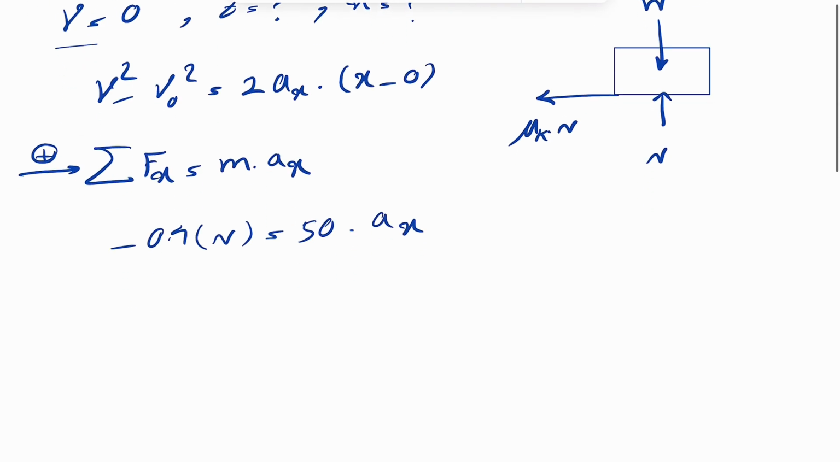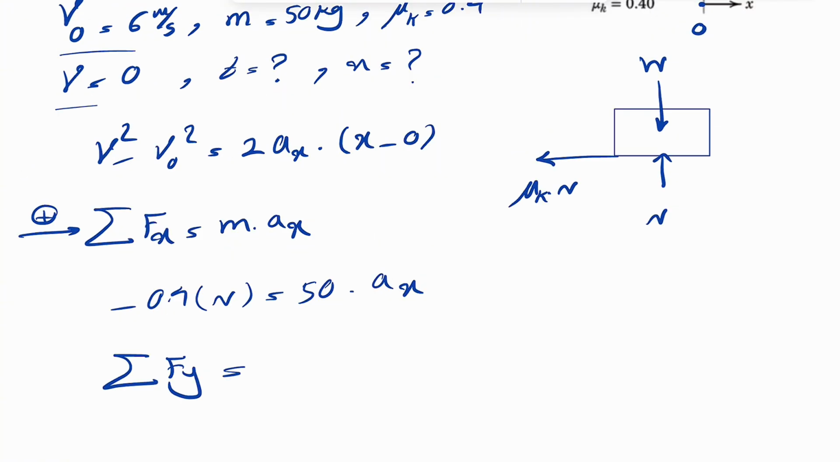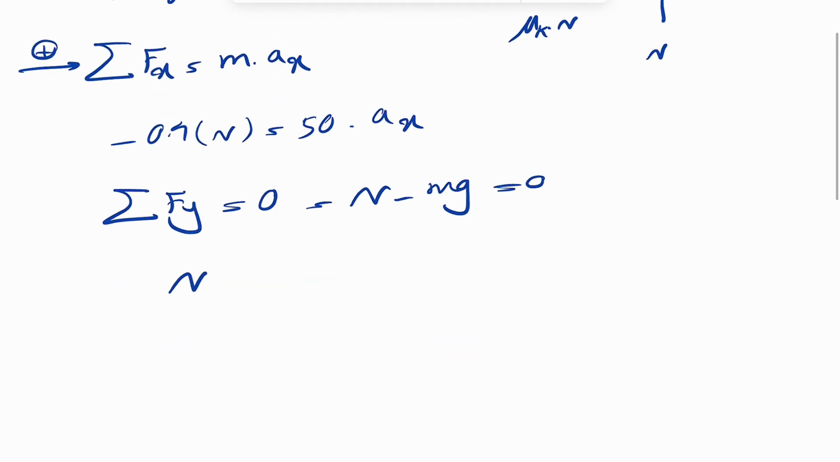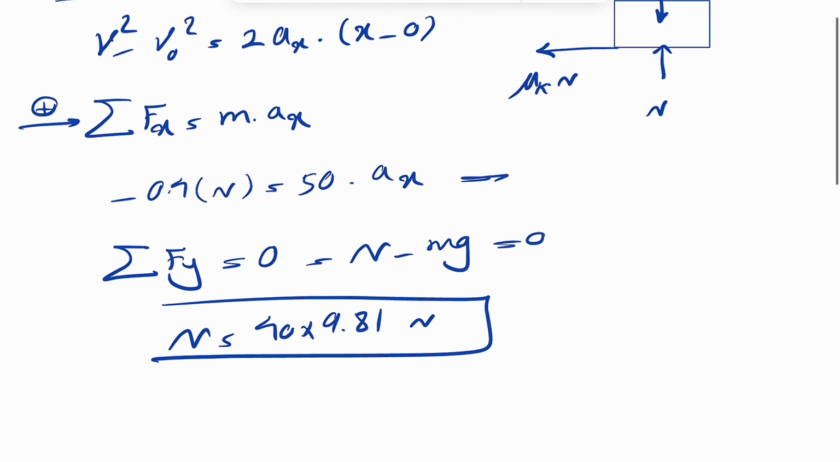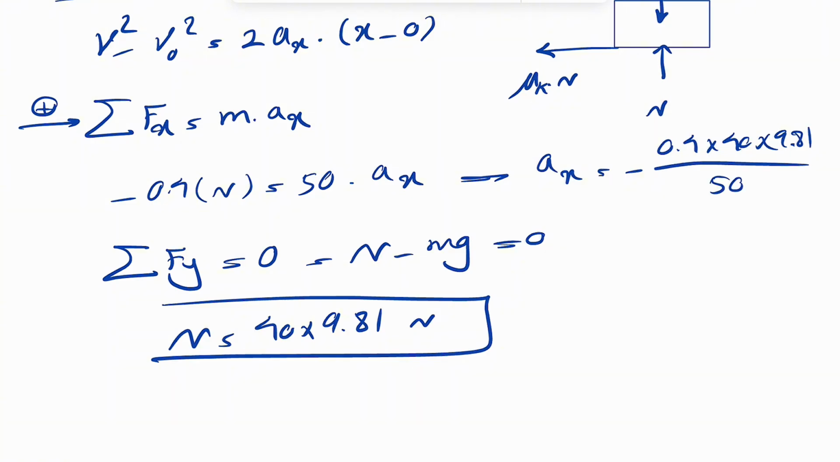We are missing the normal force, and for our normal force, we're going to do the sum of all forces in y equals mass times the acceleration in the y direction, because the box is not moving vertically, so it's going to be 0. So N minus the weight, which is going to be mg. So basically our normal force would be mass, which is 40 kilograms, times g, 9.81, and that gives N in newtons. We're just going to plug that in here, and we can find ax, which will be negative 0.4 times N, 40 times 9.81, over 50. So that's how we find the ax.